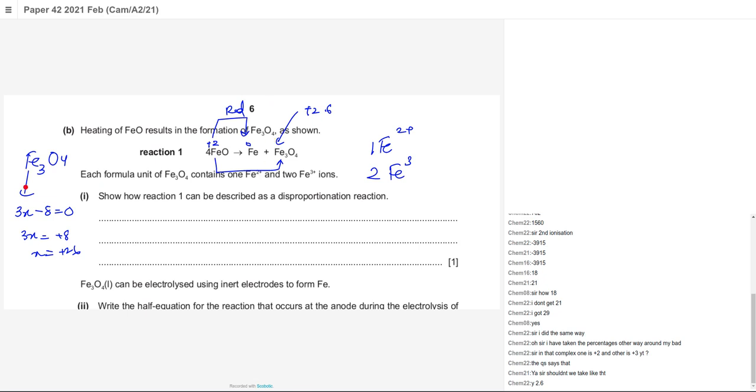There's a question in that complex. Yes, this complex. One is +2 and the other one is +3. Yes, +2 and +3. You're right. The question says that. You're correct. Yes, you're right. So we need to calculate. Shouldn't we take that as 2.6?